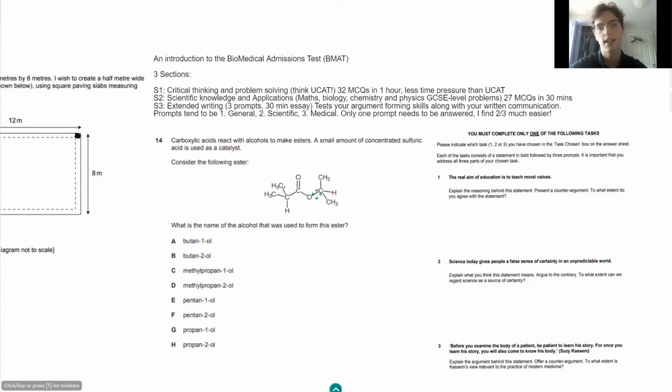Section 3 is an extended writing task in which you have 3 prompts and a 30-minute essay to answer on one of those prompts. It tests your argument forming skills along with how well you can communicate. There tends to be a general prompt, a scientific prompt and a medical prompt, as we'll see in a second. Only one of these prompts needs to be answered in the 30 minutes. And I, along with lots of other students, tend to find prompts 2 and 3 a little bit easier.